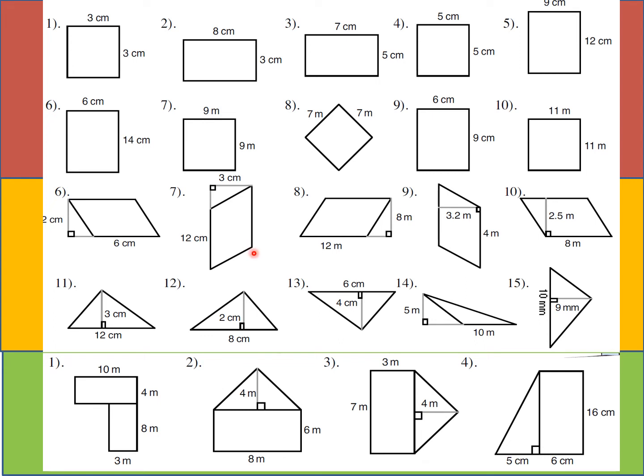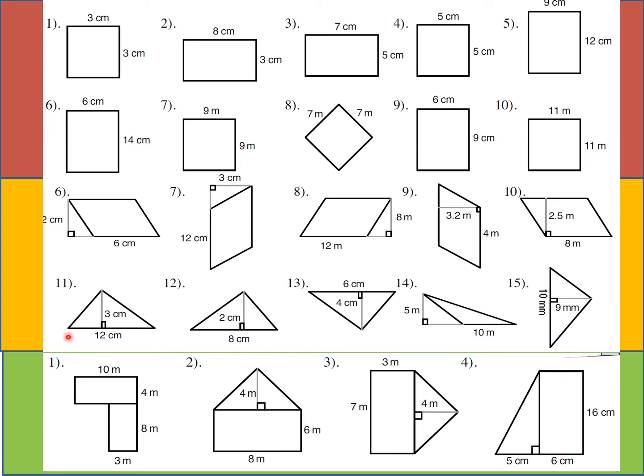Same, this one's just on its side, we still treat it the same way. The base is sideways this time, that's fine, and the height is going acrossways. If you're doing it on paper, you just turn your piece of paper to help you. The next row is our triangles. Again, they're nice triangles, there's no trick bits, there's no slants to confuse you.